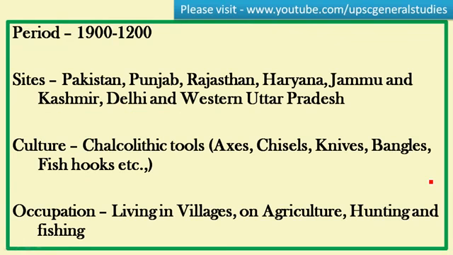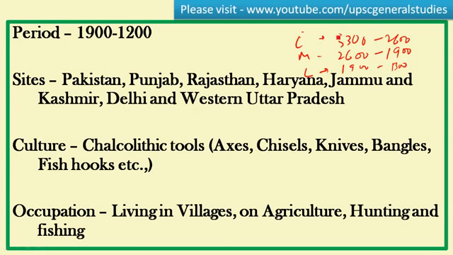So the post-urban phase, before moving further, let's recap a bit. Harappan civilization was divided into three important phases. That is the early phase, from 3300 BC to 2600 BC; the matured phase, from 2600 BC up to 1900 BC; and the late Harappan phase, that is the post-urban Harappan civilization phase, from 1900 to 1300 BC.